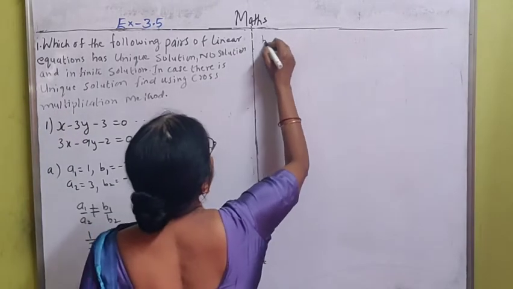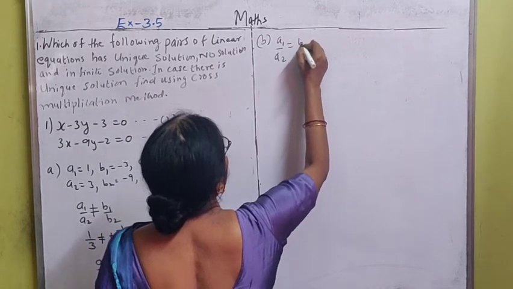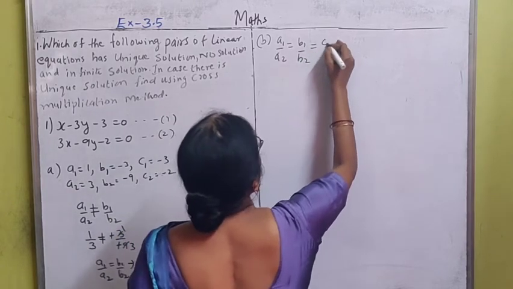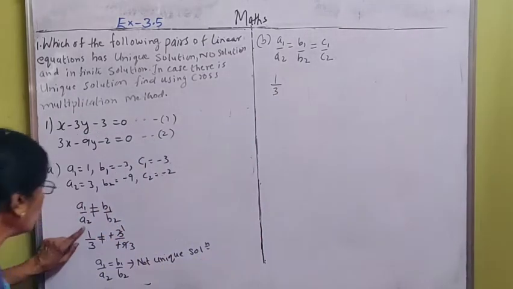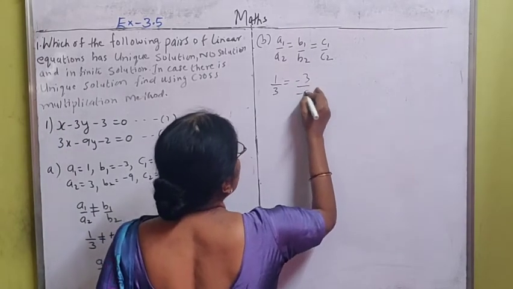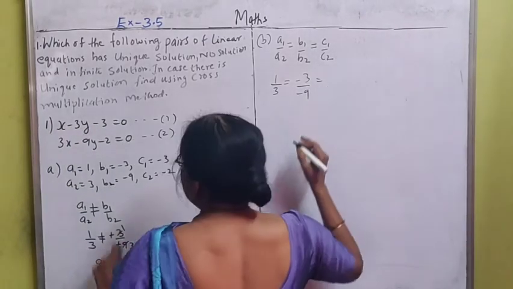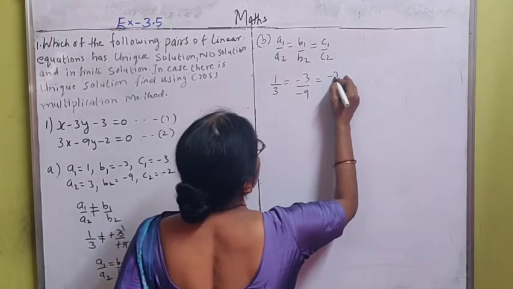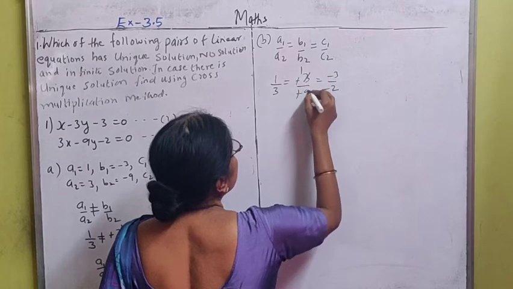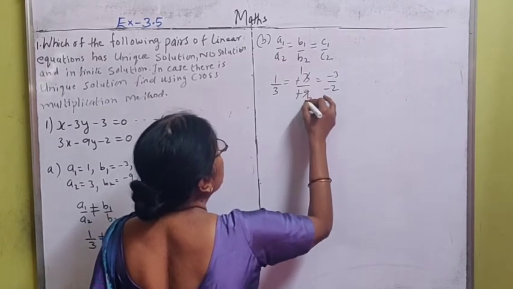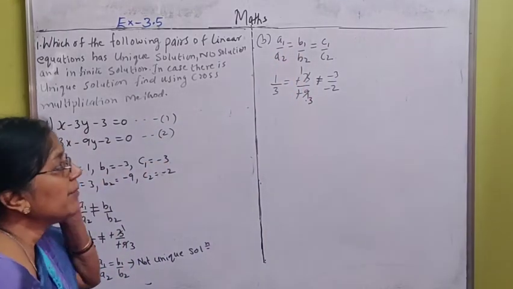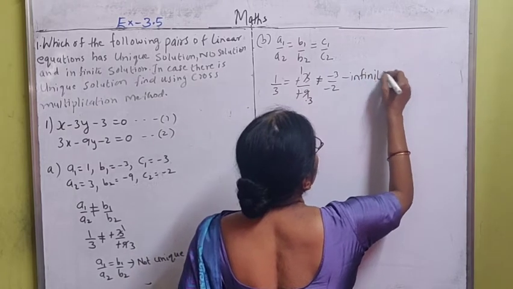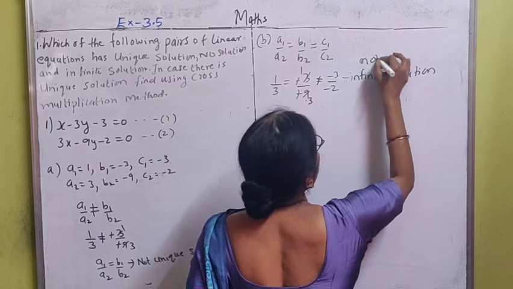Let us take the second one. It says a1 by a2 should be equal to b1 by b2 should be equal to c1 by c2. This is for infinite solution. Let us see whether it is an infinite solution. a1 by a2 we have already written: 1 by 3 is equal to minus 3 by minus 9. b1 by b2 is equal to c1 by c2, minus 3 by minus 2. Minus sign cancels. You can see that a1 by a2 is equal to b1 by b2, but it is not equal to c1 by c2. So this is also not an infinite solution.